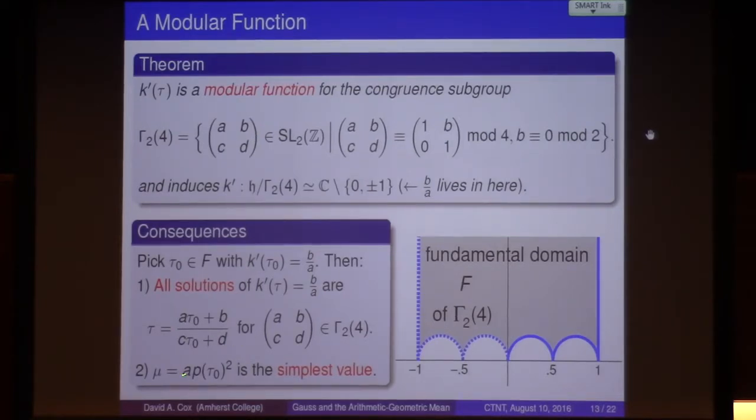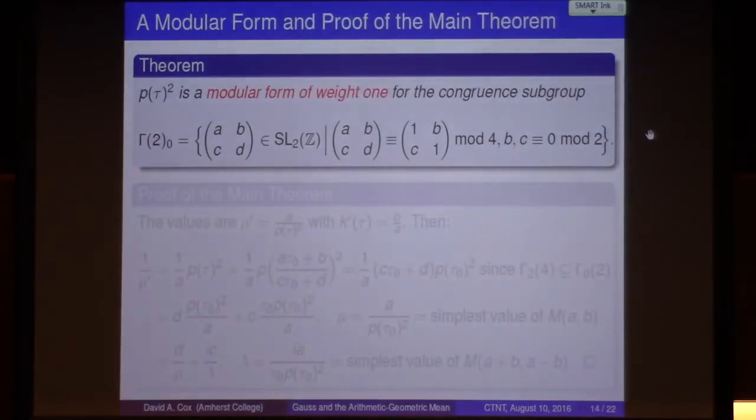Now, what I have to do is, remember this was the simplest value, but now I have to take this p and apply it not just to this one, but these guys. So what is p going to do to these guys? So that means I have to understand what kind of function p is. And the point is that p of tau squared is a modular form of weight 1. And remember, modular form means that it's not invariant. When you hit it by a group element, you get a fudge factor that's basically a power of c tau plus d to the weight.